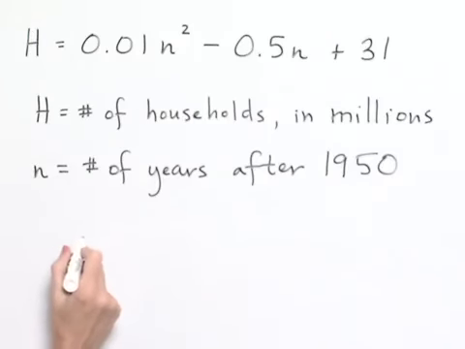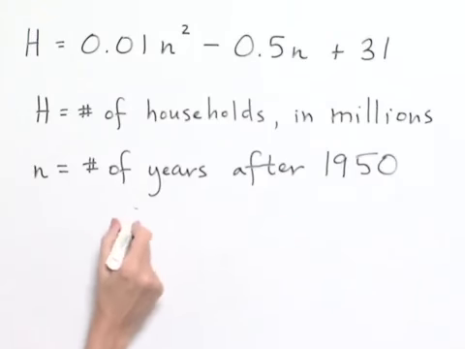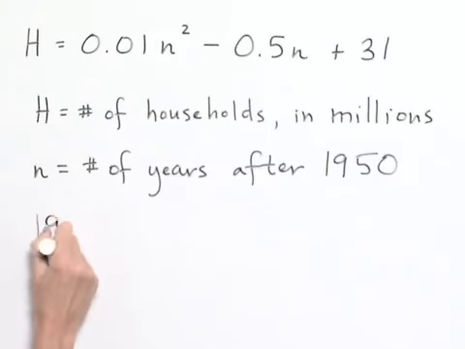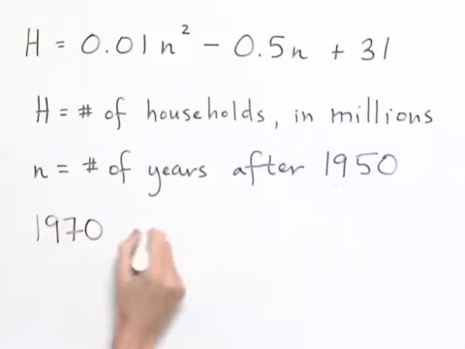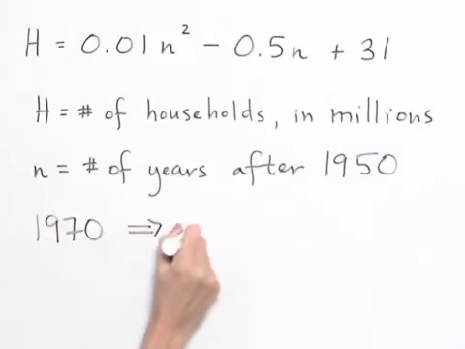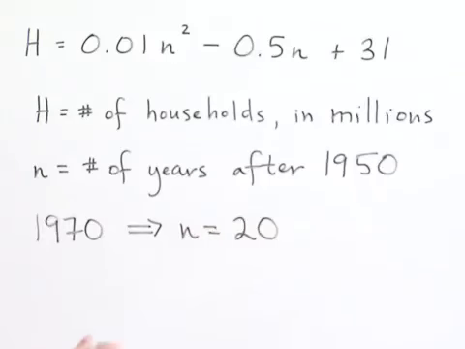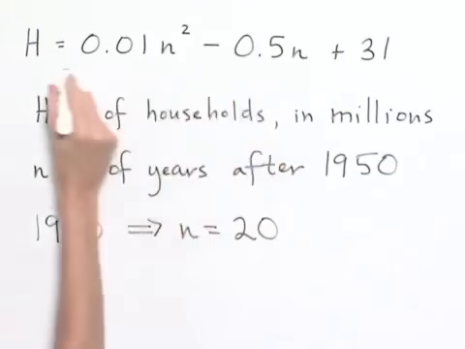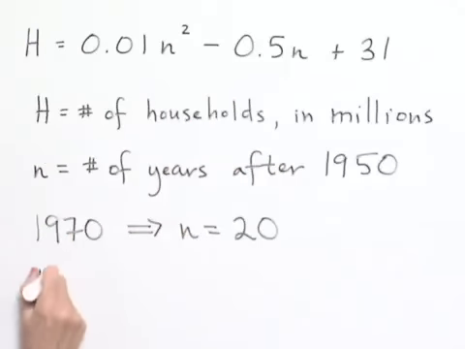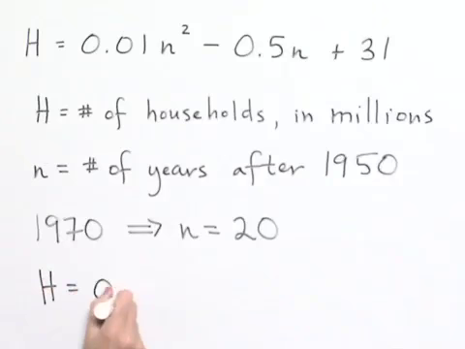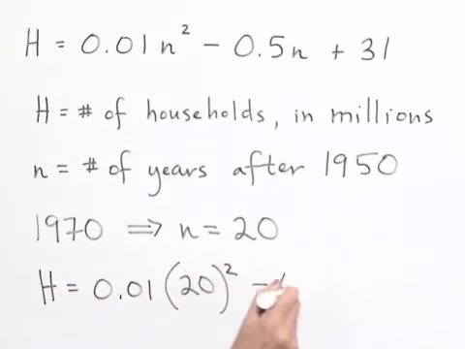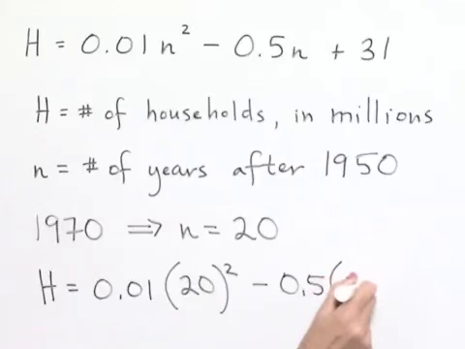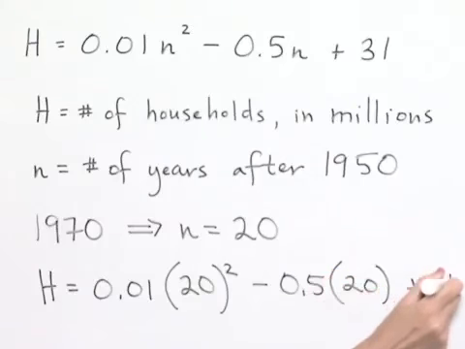So we're going to take the value for 1970, which is going to be 20 years after 1950. That indicates that n is going to be 20 in our formula. Substituting this value in for n in the equation we have given to us, we'll have H equals 1/100th times 20 squared minus 5/10 times 20 plus 31.